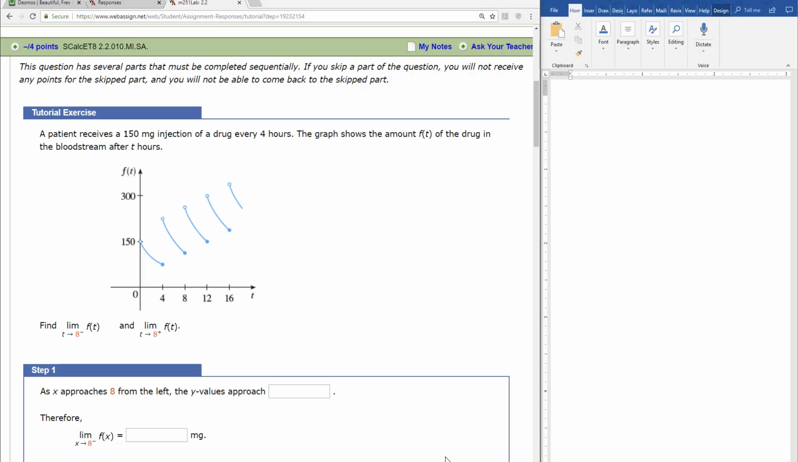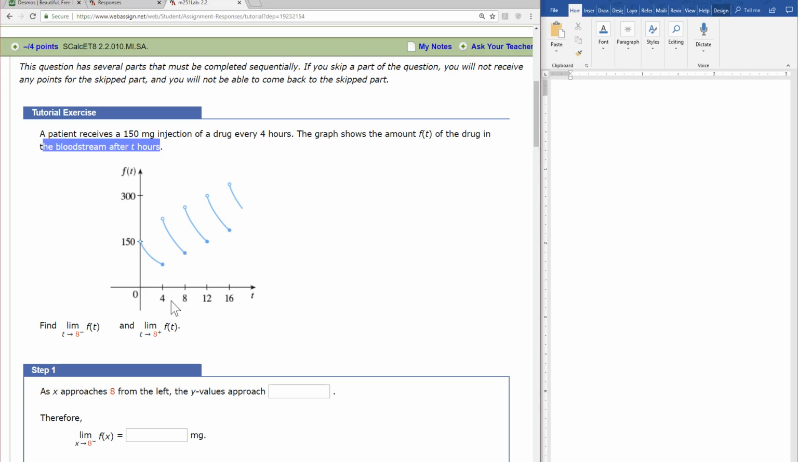Let's take a look at a lab problem from section 2.2. Here it says a patient receives a 150 milligram injection of a drug every 4 hours, and the graph shows the amount F of T of drug in the bloodstream after T hours.